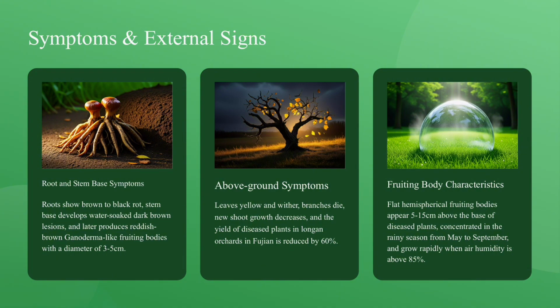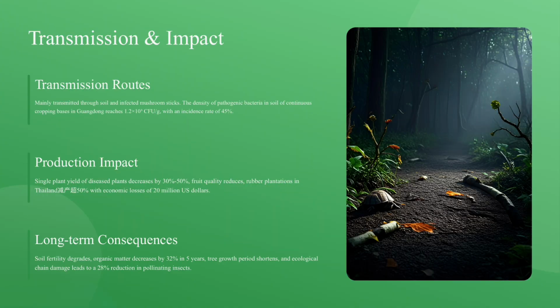Ganoderma root rot mainly spreads through contaminated soil and infected planting materials. In areas with continuous cropping, the pathogen builds up in the soil, making the disease very hard to control once it starts spreading. The impact of this disease is very serious.